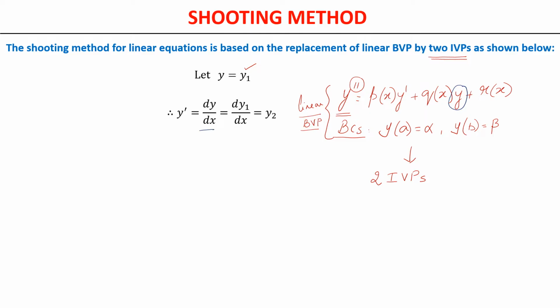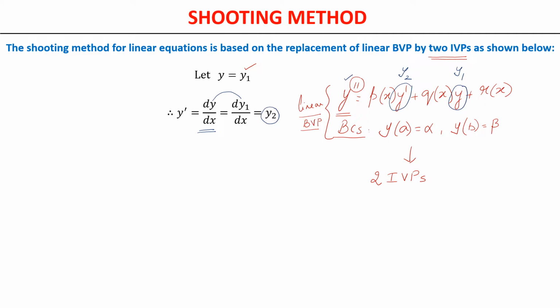It is dy by dx. But then y being equal to y1, it could be written as dy1 by dx, which I shall call y2. Now we also have y double dash. So what does this mean? Wherever I have y dash, I shall rewrite it as y2. Wherever I have y, I shall rewrite it as y1.